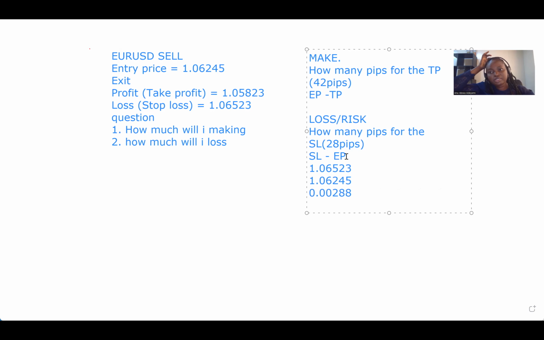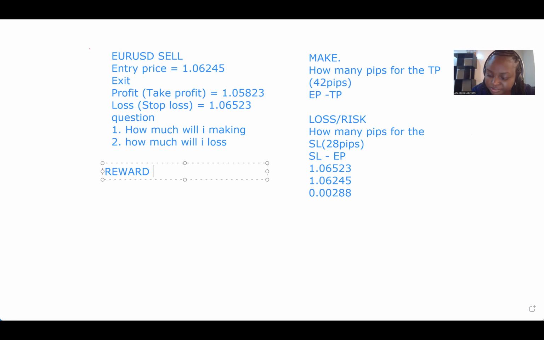Now, I will say this. If you look at the risk to reward, which is higher? We can see that the reward is higher. That's the first thing. Before you place a trade, one thing you must be able to answer is that the reward must be greater than the risk.